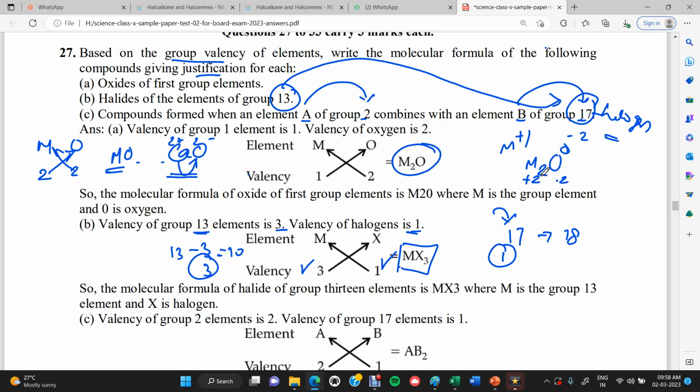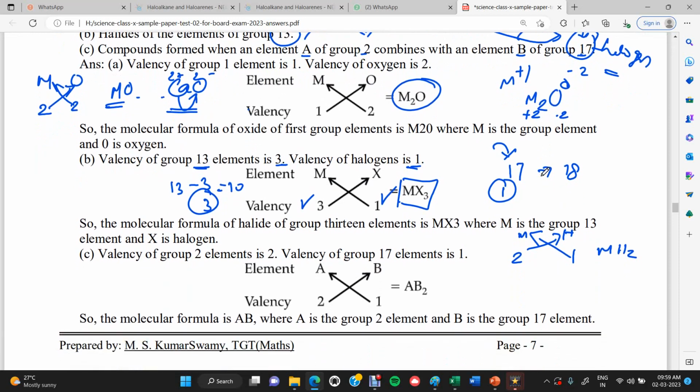And compounds formed when an element A from group 2 combines with group 17. Group 2, the valency is 2. Group 17, the valency is 1. Here metal, here halogen. Here we can crisscross the valency, so it will be MX2. That is what they had given here. Have a look here.